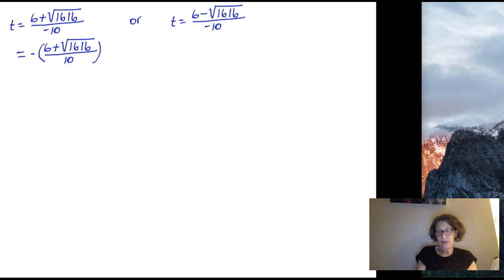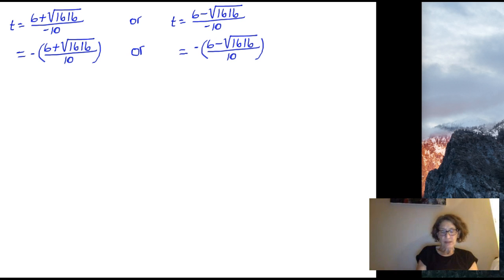Okay, and I'm going to do that in the second one too. The other solution, if I bring that minus sign out in front, the minus sign that's in the denominator, bring it out in front, I get t is equal to minus, and then parentheses, 6 minus the square root of 1,616 all over positive 10. Okay. So now let's go back and look at the first one again.